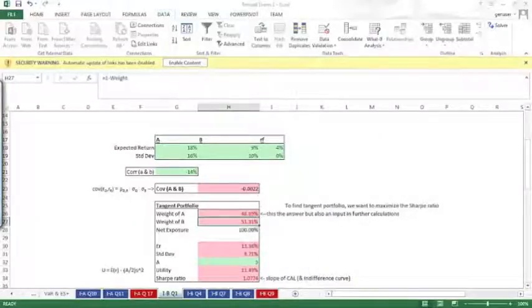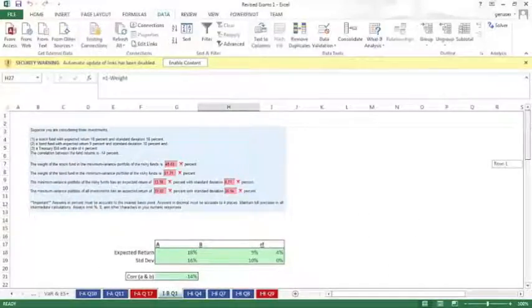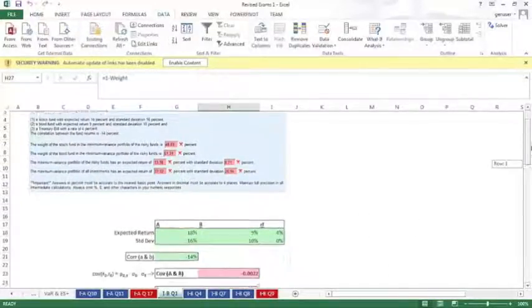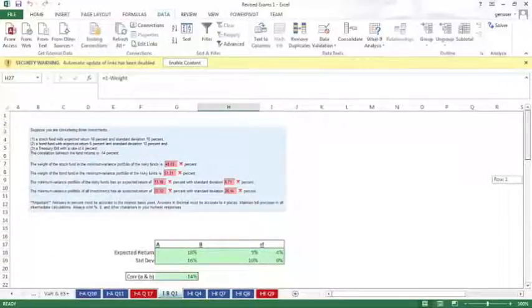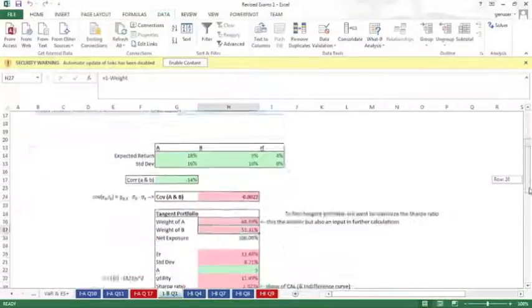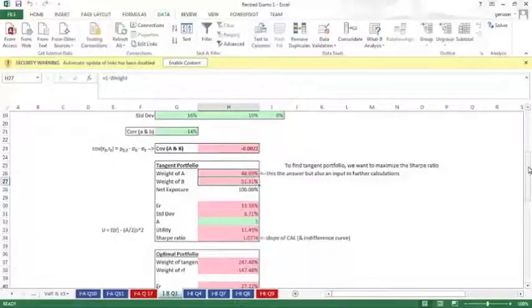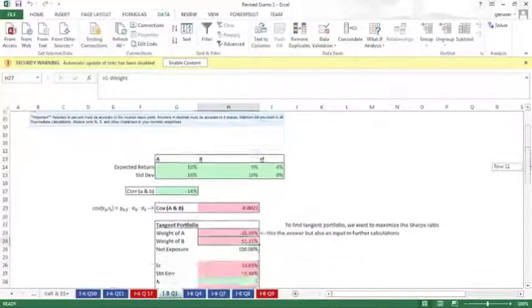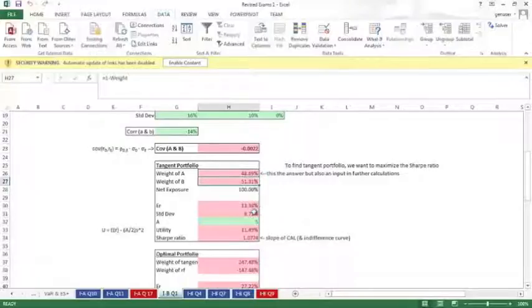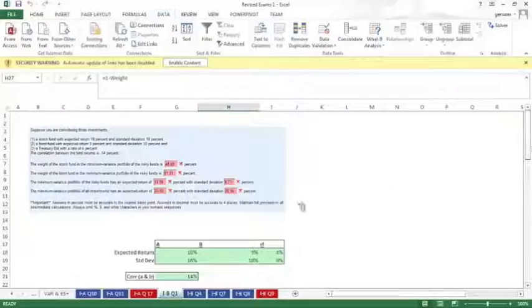it found a solution, and it asked me a couple questions. It says the weight of the stock fund in the minimum variance portfolio, and that was A, is 48.69%, which I had. The weight of the bond fund in the minimum variance portfolio of the risky funds is 51.31, which I put. And the minimum variance portfolio of the risky funds has an ER and a standard deviation of what? And so that's a tangent portfolio. ER is 13.38%. And the standard deviation is 8.71%, which I put.